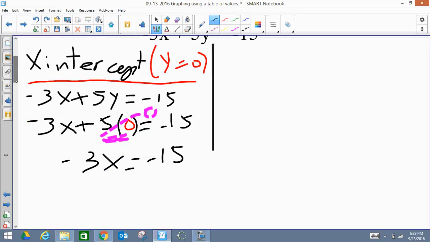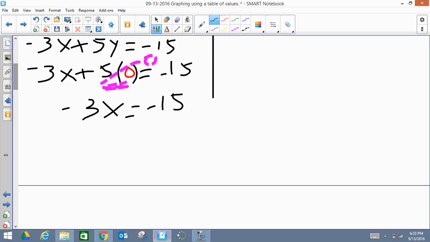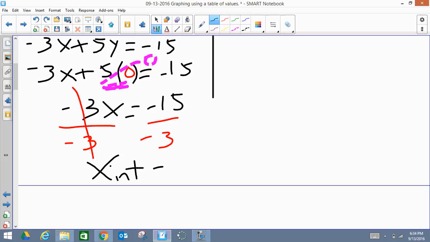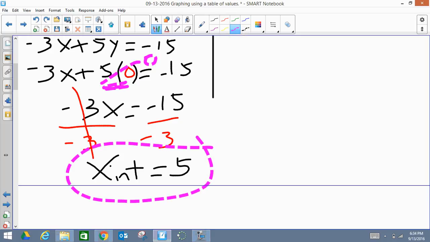From there, I need to find the value of x. In this case, I need to divide by negative 3 on both sides. So the negative 3 on the left side cancels with that negative 3, and I have my x. Remember, my x-intercept equals negative 15 divided by negative 3, which is positive 5. So I have my x-intercept, the first point.